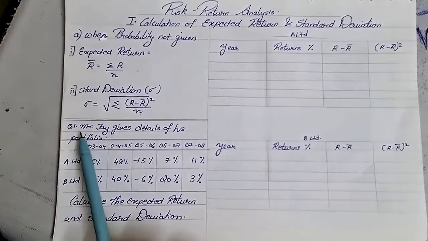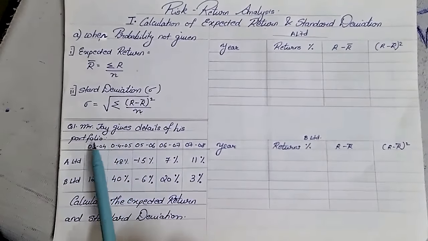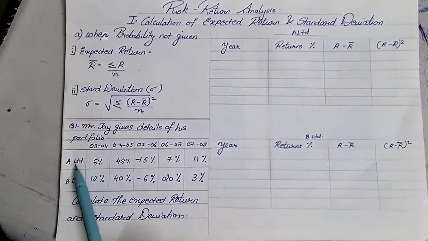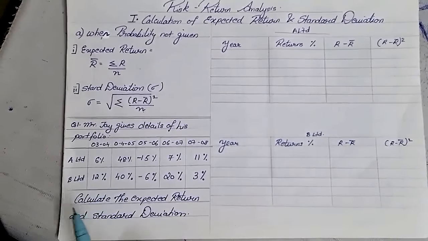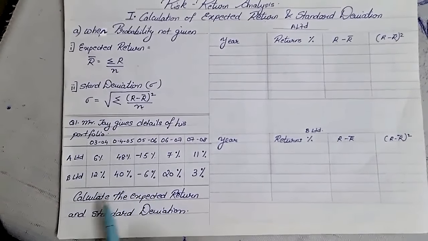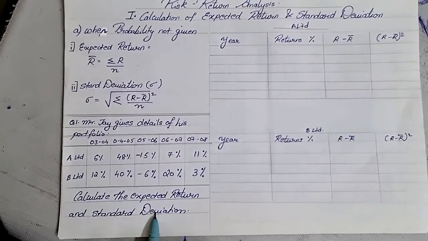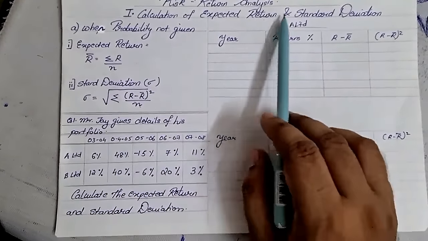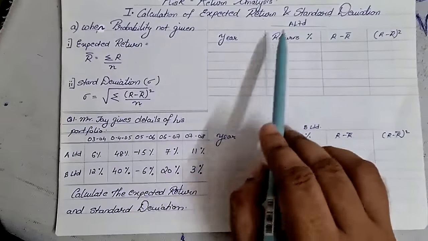Okay, so the question given here is Mr. J gives details of his portfolio. There are multiple years and they are giving you returns of A Limited and B Limited, and they are asking you to calculate the expected return and standard deviation. So let us start finding the expected return and standard deviation for A Limited.